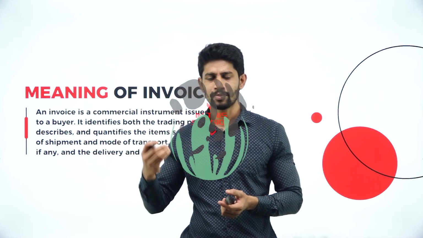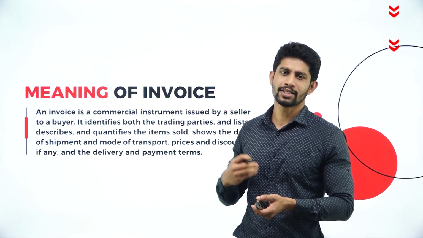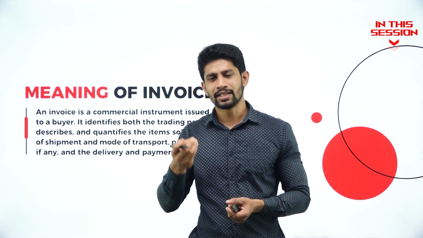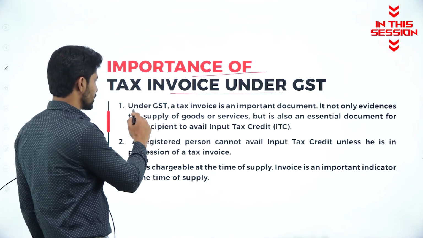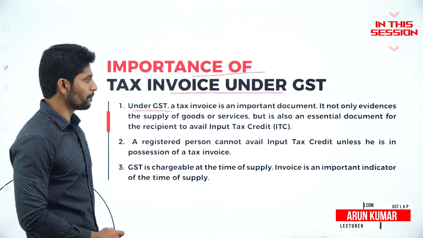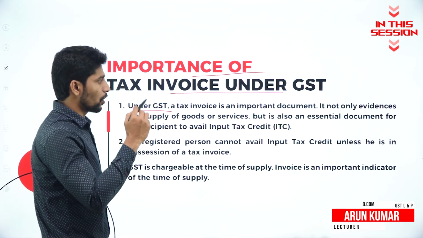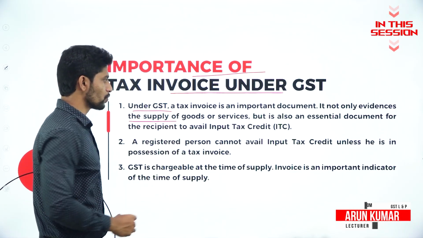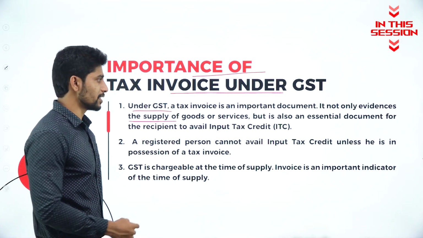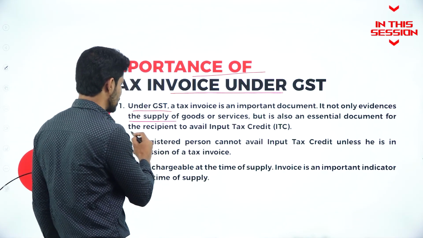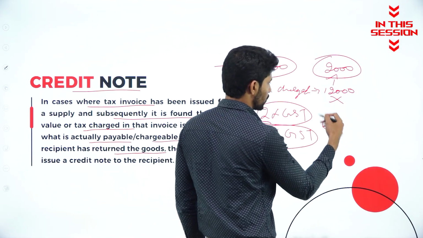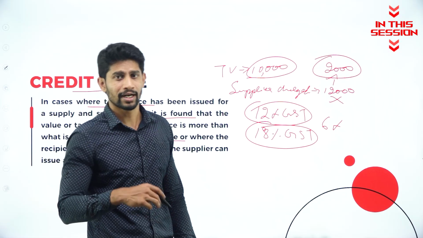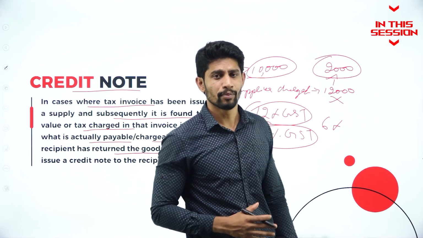If you're purchasing anything, a person will be giving you the receipt. That receipt will be called an invoice. That means that is the document you are receiving from the supplier for purchasing any product or services. Under GST, a tax invoice is an important document. It not only evidences the supply of goods or services, but is also an essential document for the recipient to avail input tax credit. Instead of charging 12%, he charged 18%. So he collected an extra 6%. Now for collecting this extra 6%, you can raise the credit note and you can credit the amount to your account.